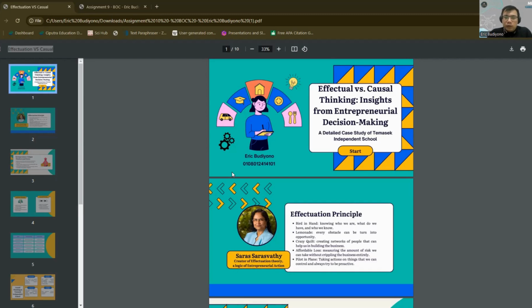currently working as a principal of the secondary department in Temasek Independent School. Temasek Independent School is quite a small school. It has an international curriculum. It has the Pearson Edexcel curriculum. Now, Pearson Edexcel curriculum comes from the UK. And we have been having this curriculum for the past, I can say, 4 years, because before that, Temasek Independent School had the Cambridge curriculum.